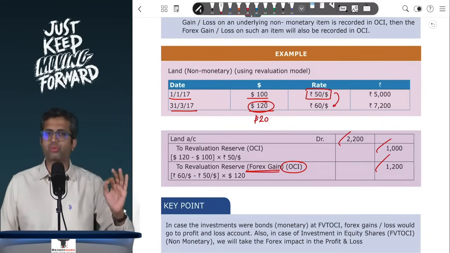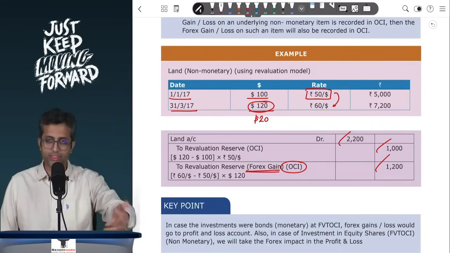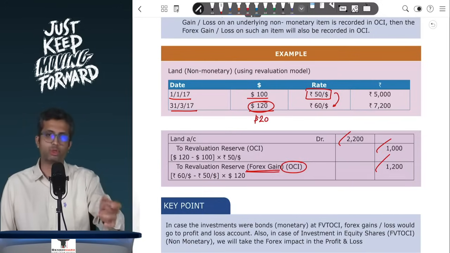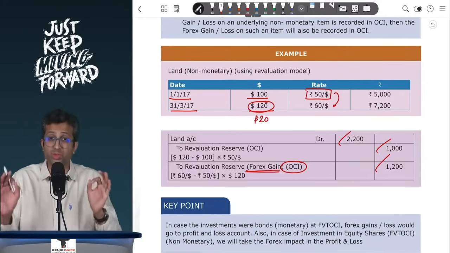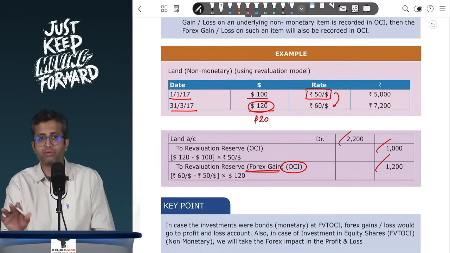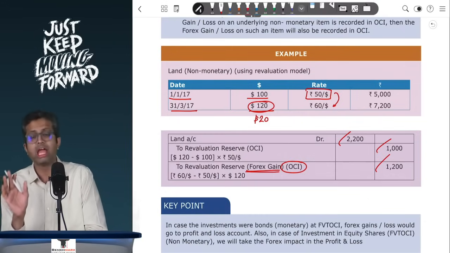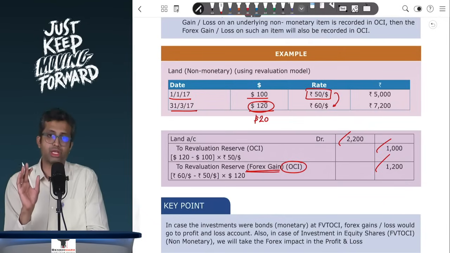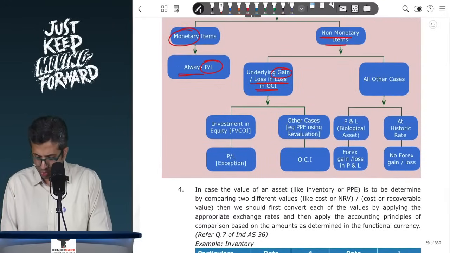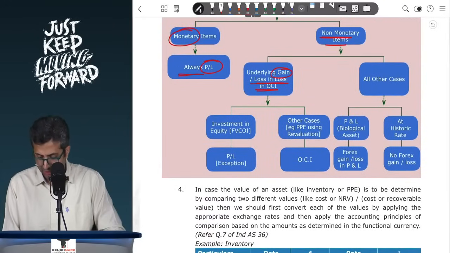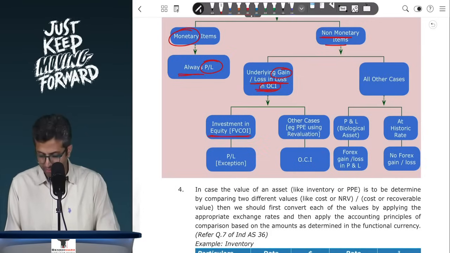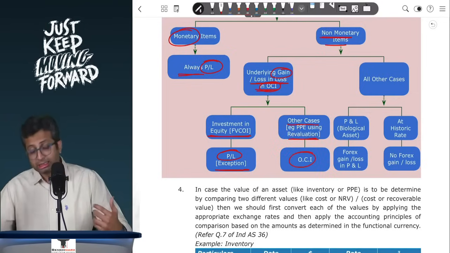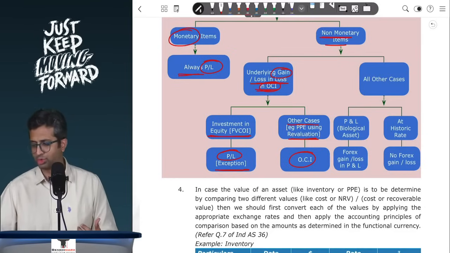Okay, the only exception to this rule is if I were to invest in equity shares which are at FVOCI, then the fair value gain or loss of these investments in equity shares, which are non-monetary in nature, will go to the OCI. However, as per a specific instruction of IND AS 109 as well as IND AS 21, the foreign exchange gain, if any, will be taken to the P&L. So when we look at non-monetary items, if the underlying gain or loss is going in OCI, and it is investment in equity shares shown at FVOCI, the forex gain or loss will go to the P&L because there is an exception. However, for other cases like PPE using the revaluation model, the gain or loss will go to the OCI. Then the foreign exchange impact will also be taken against the OCI.